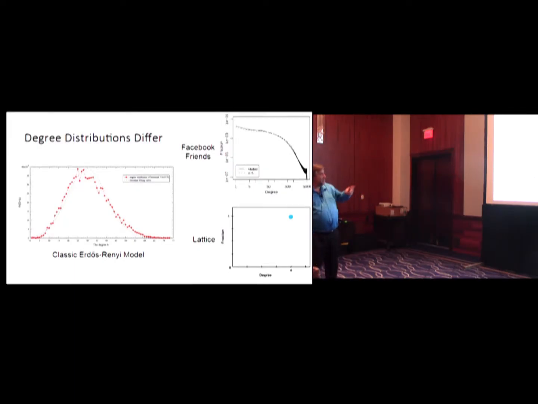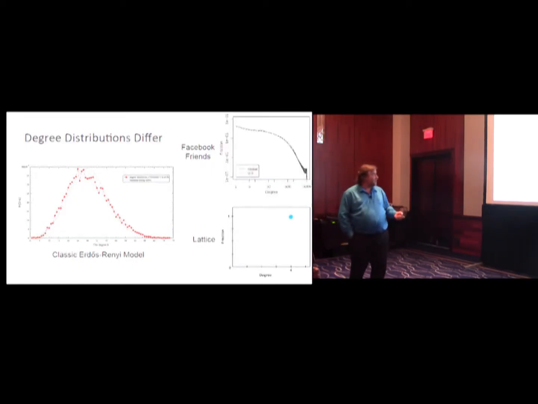Whereas the classical Erdős-Rényi model, which is also the model of connections in the brain, I don't have time to explain that precisely. There, the probability you have degree X falls off like e to the minus X, much more rapidly. And it turns out that whether or not you have a giant component depends not just on the number of edges, but also on the degree distribution. And that's what I want to talk about.